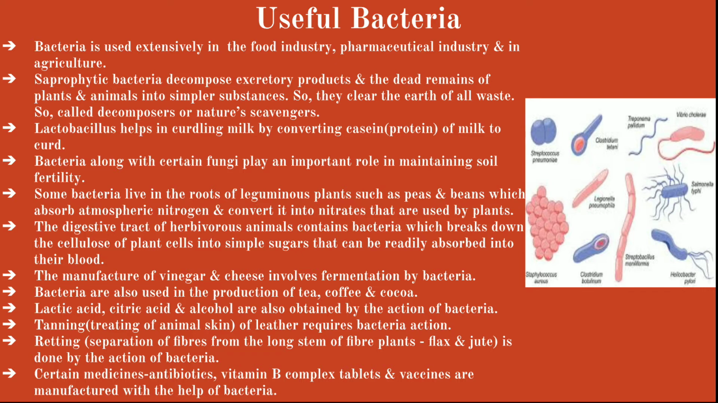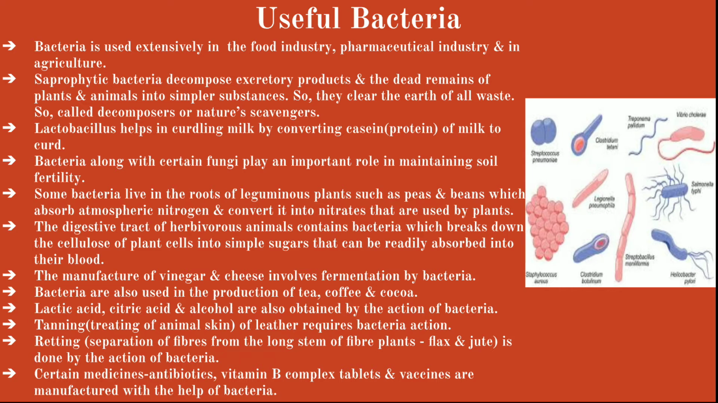In maintaining the soil fertility, bacteria also help in this process. Some bacteria live in the roots of the leguminous plants such as peas and beans, which absorb the atmospheric nitrogen and convert it into nitrates. They are used by the plants. These are nitrifying bacteria.